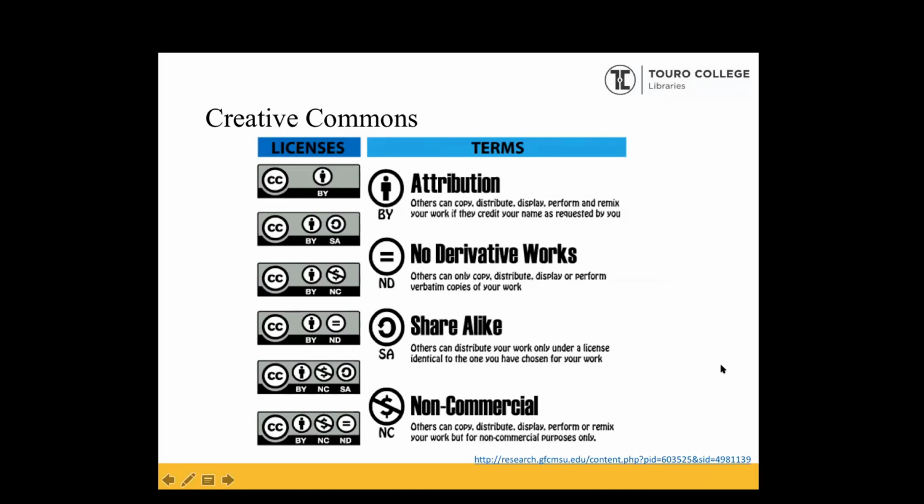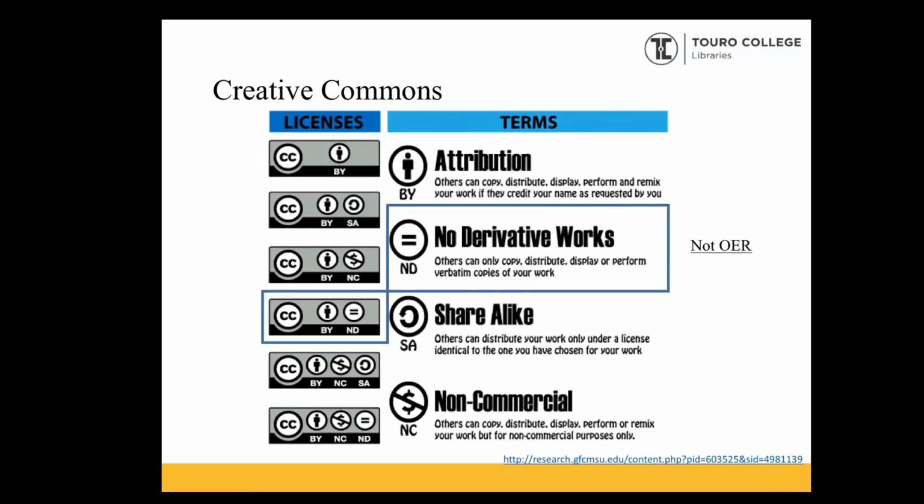It's important to notice that no derivative works are not OER. As I mentioned in the beginning, for a resource to be an OER, it has to allow remix, and no derivative works doesn't allow that. So if you find a work that has any of these 2 licenses, the CC BY-ND, so that's attribution no derivatives, or the attribution non-commercial no derivatives, then these are not OER. You might still use them, but you will not be able to adapt or to remix that work.